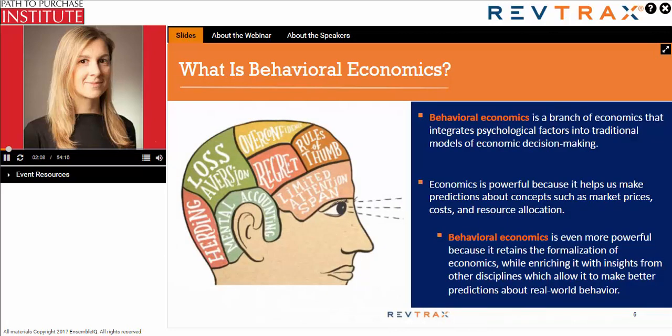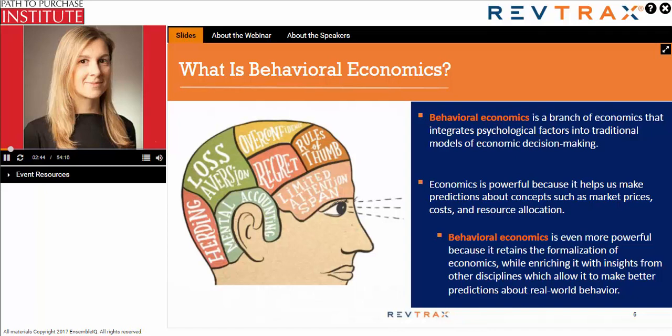So let's start with the simple question. What is behavioral economics? You can think of behavioral economics as laying somewhere at the intersection of psychology and economics, and essentially being a branch of economics that integrates psychological factors into traditional models of economic decision-making. Traditional economics as a discipline is incredibly powerful because it helps us to make predictions about important concepts such as market prices, cost, and resource allocation.